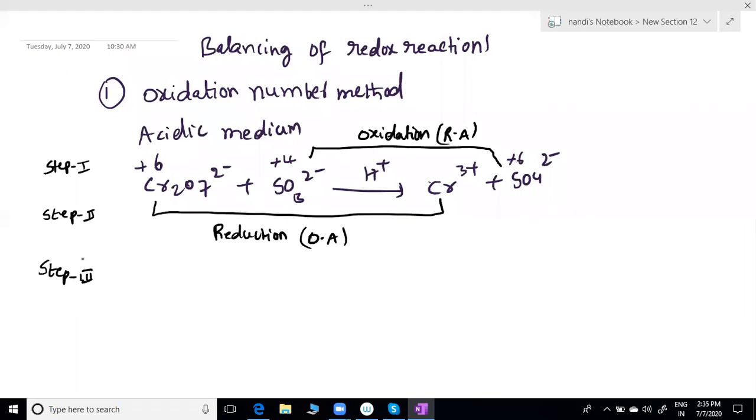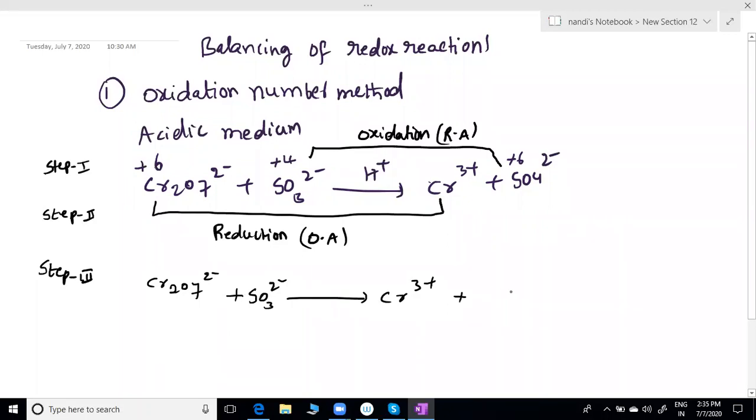Now we are going to calculate the change in oxidation number, meaning how many electrons are lost and how many are gained. Very simple. Cr2O7 2 minus going to Cr3 plus, and SO3 2 minus going to SO4 2 minus. This is n factor calculation only. We already know n factor is the change in oxidation number. What is the n factor change for SO3? Can you find out here?